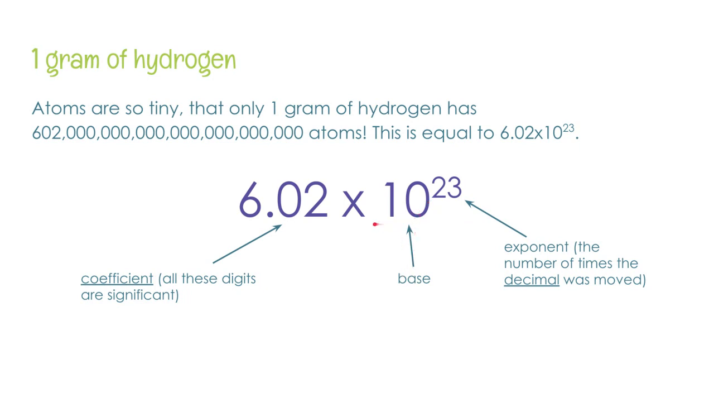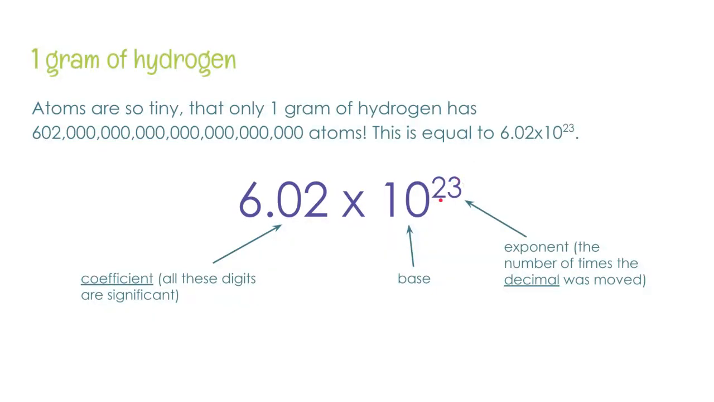Next, we have the base. Scientific notation is done with a 10 for the base, although that's not always the case in other areas of math, possibly science, I'm not sure. You can have a base that is a different number, but scientific notation is 10. And then here we have our exponent.